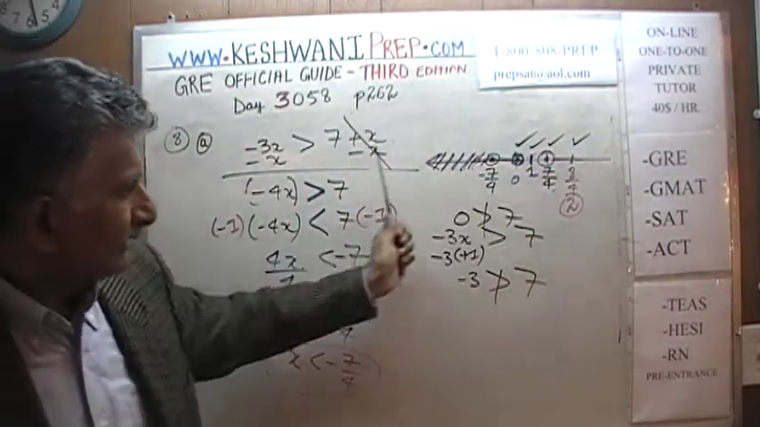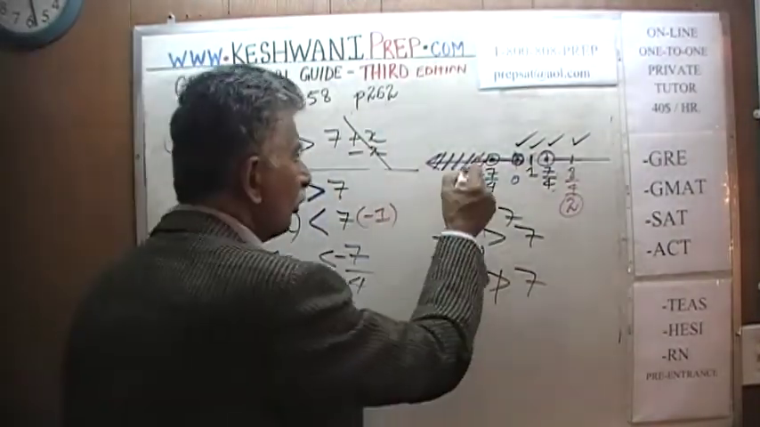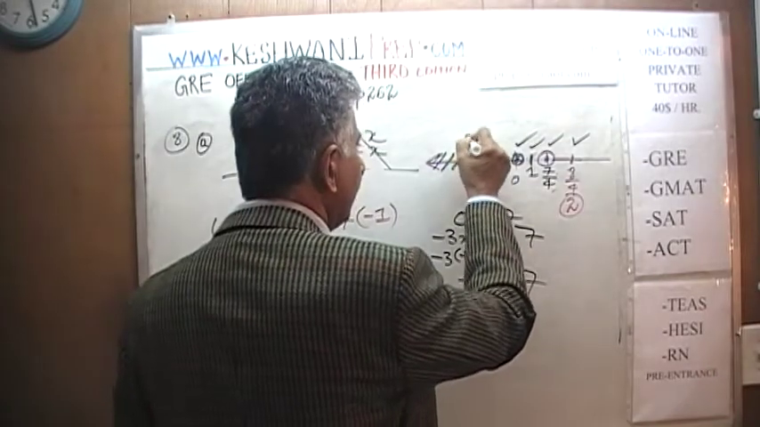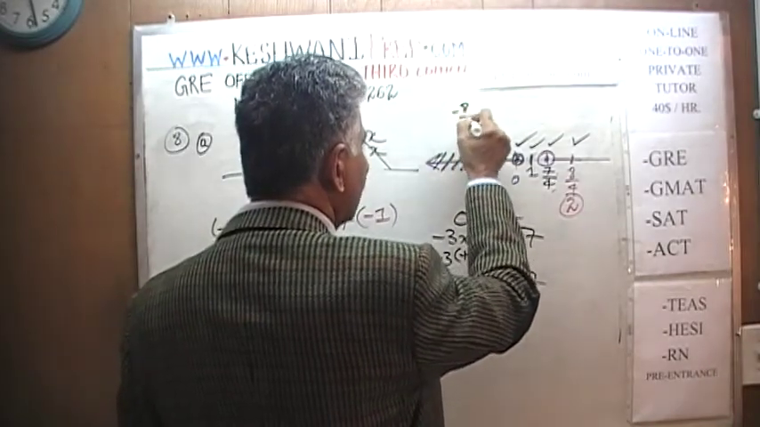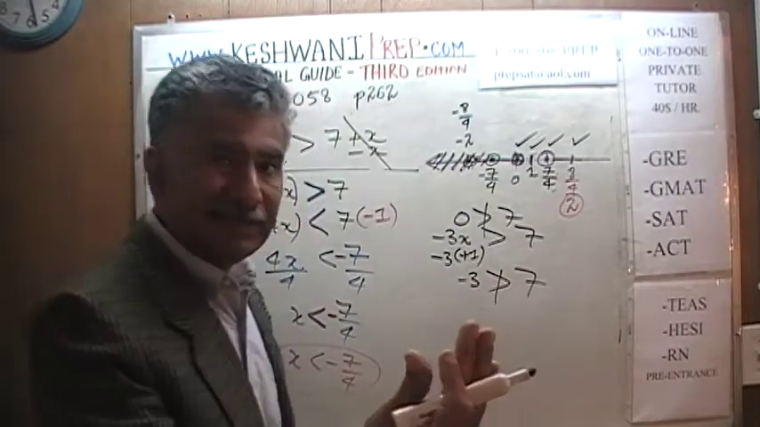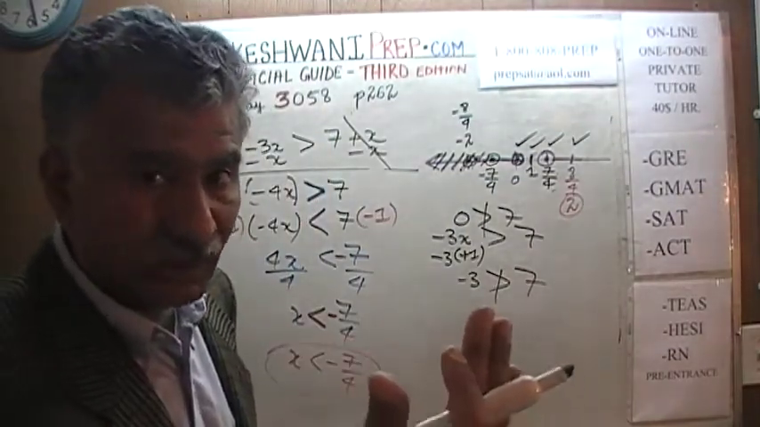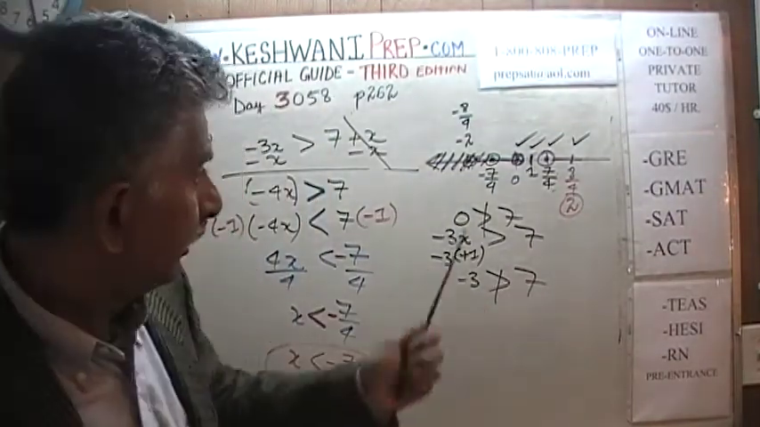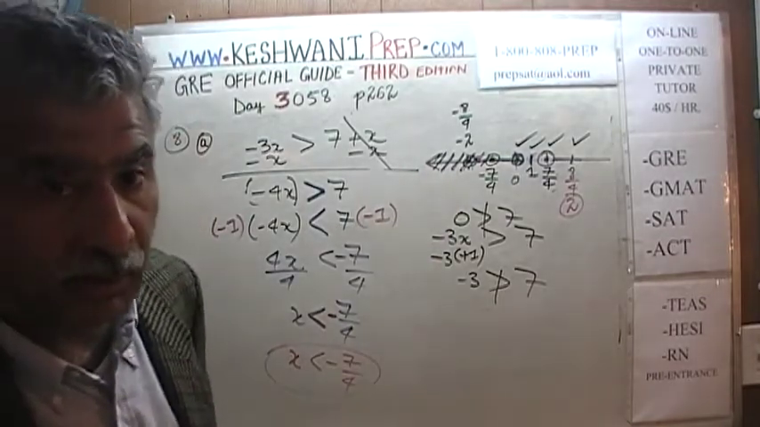Now let's put in something on this end. For example, negative 2 should work. Negative 2 is negative 8/4, which is on this side. Anything less than negative 7/4 should work. Negative 8/4 should work. Negative 2 should work.